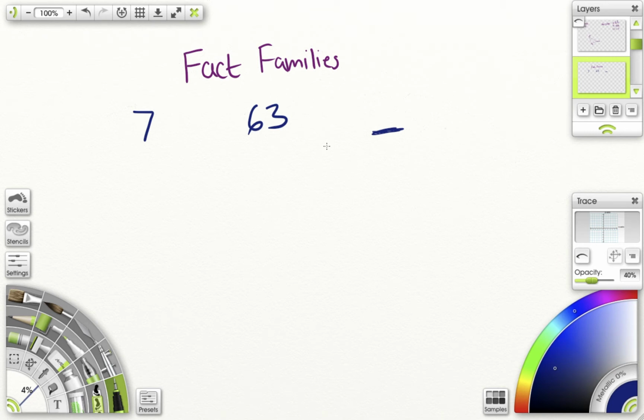How can we find our third number? Well, there's 2 ways. Either I could multiply these 2 numbers here, 7 times 63, but that's going to give us a really big number. Another option is we can try dividing 63 by the smaller number, so 63 divided by 7. If I do 63 divided by 7, that gives me a whole number, which is 9. So that could work. So 63 divided by 7 equals 9.